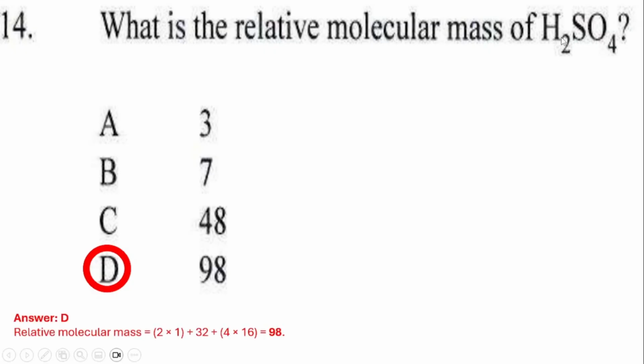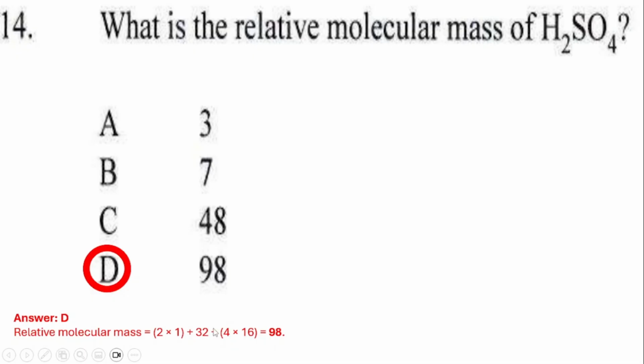Because if we look at hydrogen, we're going to do 2 times 1 for hydrogen. And then we have 32 for S. And for oxygen, we're going to do 4 times 16. So hydrogen is 2 times 1, S is going to be 32, and oxygen is going to be 4 times 16.